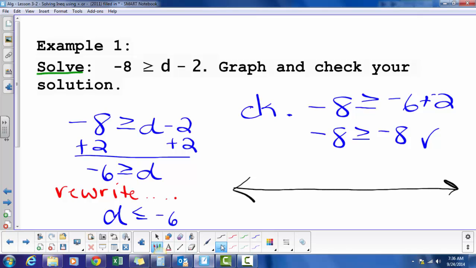Okay, so my solution is D is less than or equal to negative 6. Open circle or a closed circle? Well, it's less than or equal to, so that's going to be a closed circle. And then remember, I shade in the direction that my inequality points when the variable comes first. So I'm going to shade everything to the left. There you go.